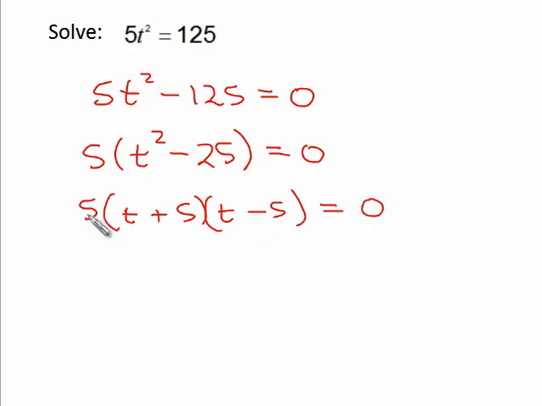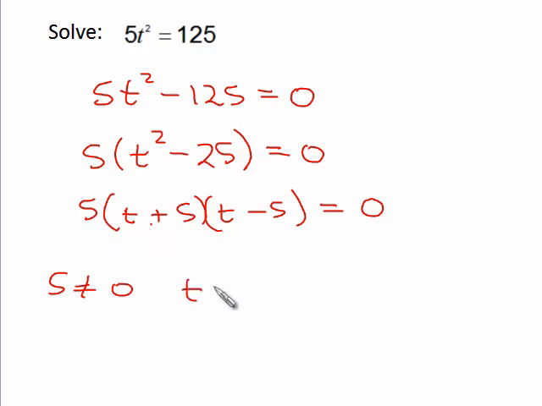Now notice that even though I have 3 factors, I should only have 2 answers, because when I set the first factor equal to 0, we can see that there's no variable, and 5 is not equal to 0. Therefore, there's no solution in that first factor.